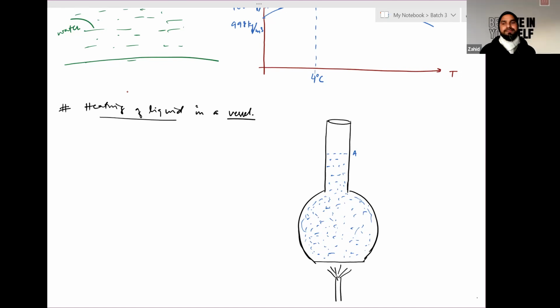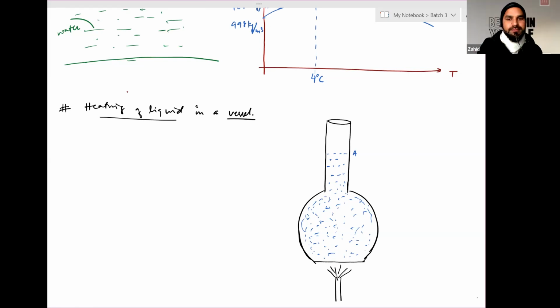Abhinav? Yes, sir. Any guess? What will happen to the level of liquid in this vessel on initial heating before its evaporation? It will increase, sir. Okay. Atif? It will increase. Okay.